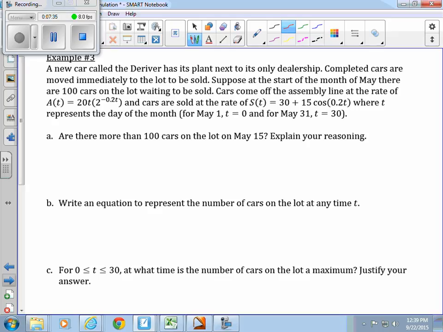First, A of t is the rate that they come off of the assembly line. S of t is the rate that they are sold.